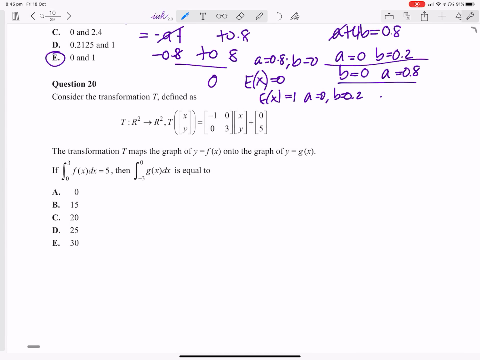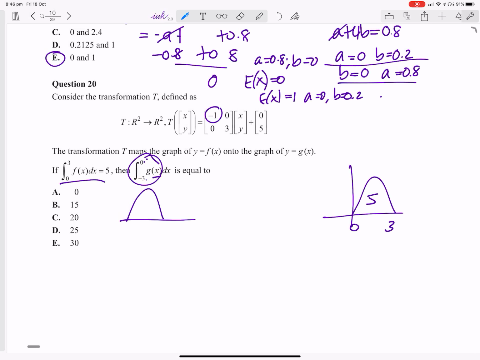Okay, consider the transformations as defined. The integral from 0 to 3 of f of x dx is 5. I want to find the integral from negative 3 to 0 of g of x. That's a reflection in the y-axis. If you reflect it in the y-axis, negative 3 to 0 becomes 0 to 3. So first thing, the integral from 0 to 3 of g of x dx.